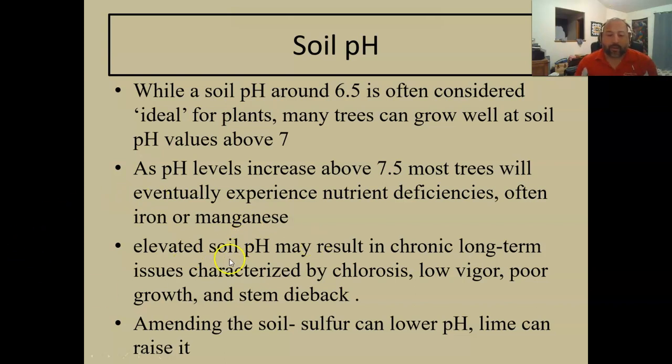they're not available anymore. Elevated soil pH may result in chronic long-term issues like chlorosis, low vigor, poor growth, stem dieback. We'll start seeing some of those problems, and it might be that all you need to do is fix the pH, and hopefully that's an easy fix with some sort of soil amendment. And amending the soil, sulfur can lower pH, lime can raise it. That's kind of just a basic thing. Sulfur will lower your pH, and lime will raise it. That's not the solution for everything, but it's a good generality.